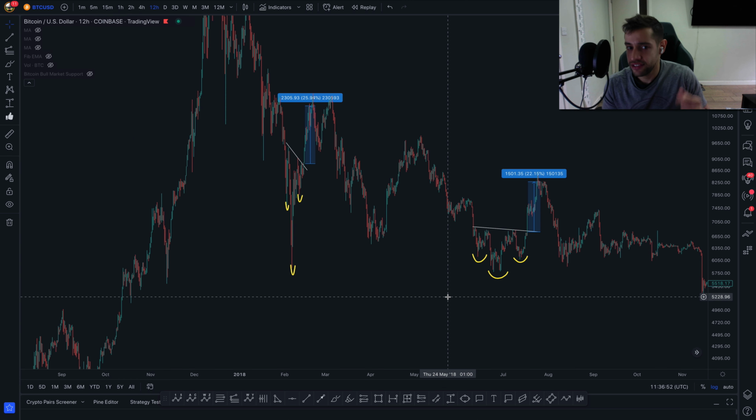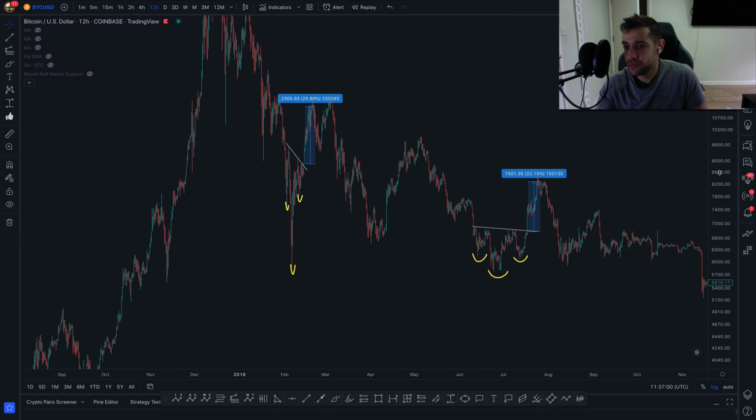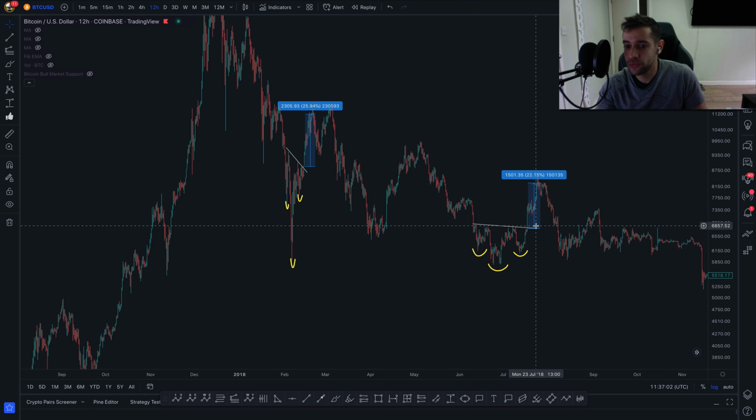And check this out, I've had a look at some of the inverse head and shoulders that we've got in the past since 2018 in both the bull and bear cycles, and you can see that with about a 70% probability they do tend to break to the upside and can give you a percentage break of anywhere between about 7 to 10% and as high as even 25%.